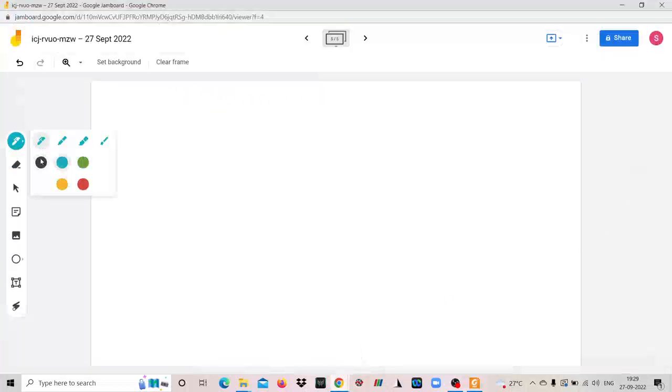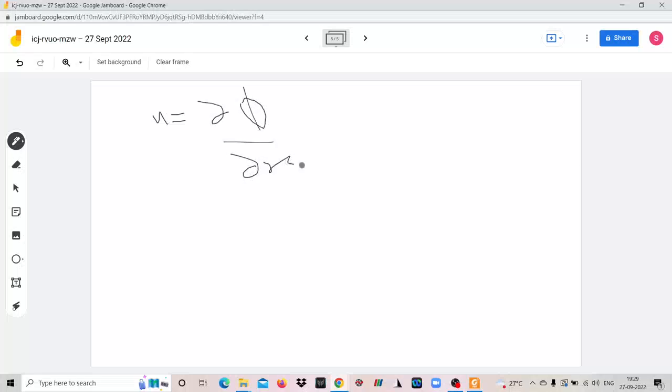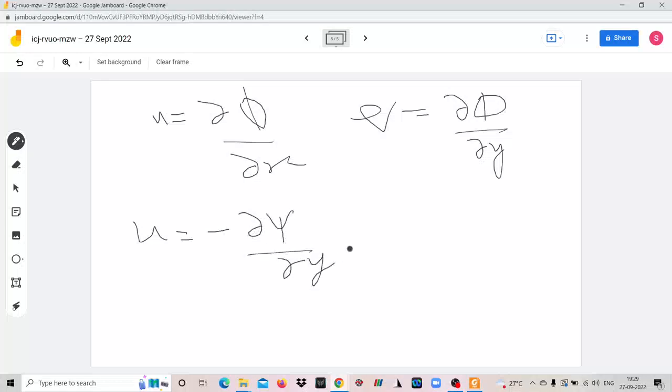The general procedure is very simple. We know what the dependency is. Let us discuss this in the Cartesian coordinate system. We know that u is equal to del phi by del x, and v is equal to del phi by del y. We also know that u is equal to minus of del psi by del y, and v is equal to del psi by del x. So these four relations are known to us.